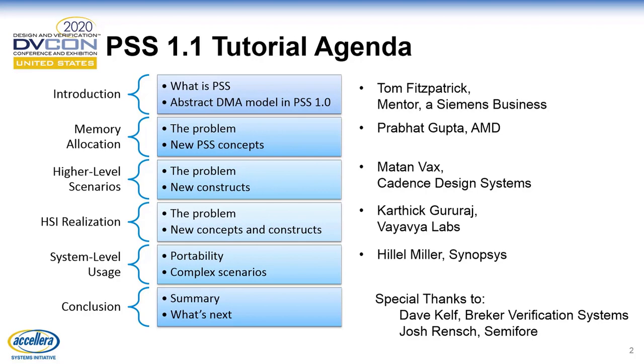Then Prabhat from AMD is going to talk about memory allocation. This is one of the big things we've added, and so we're going to talk about the problem and some of the concepts we've added to the language. Then Matan from Cadence is going to show how we can use that to create higher level scenarios in portable stimulus. Karthick Gururaj from Vayavya is going to talk about hardware-software interaction realization.